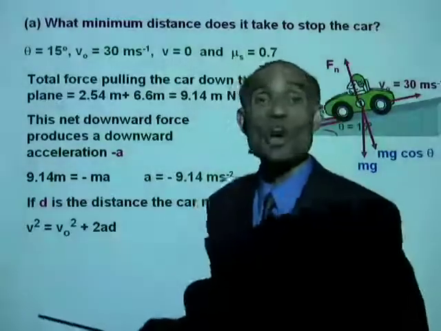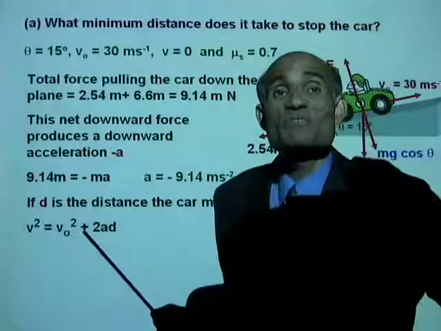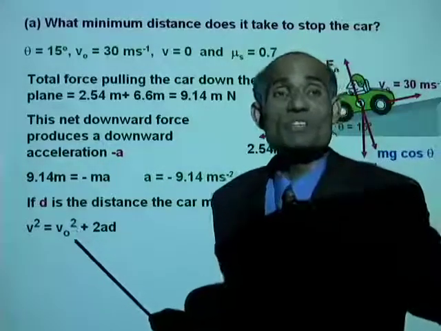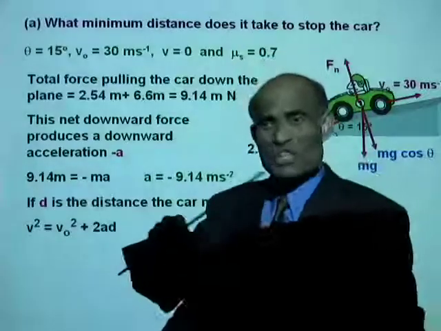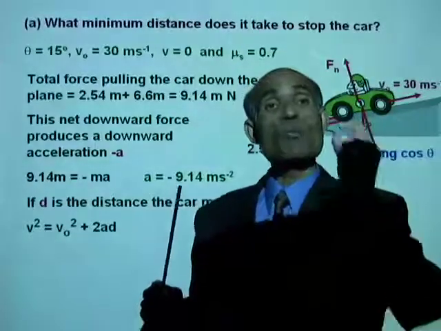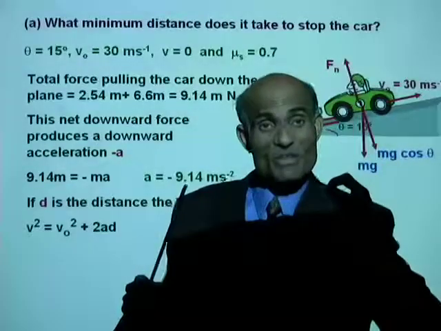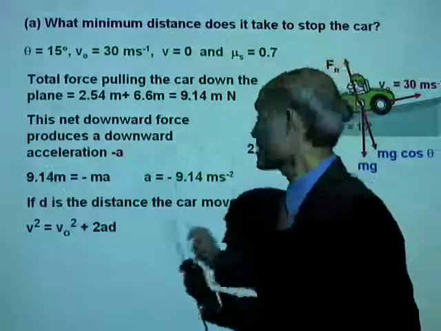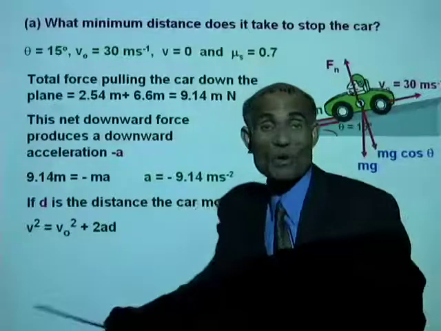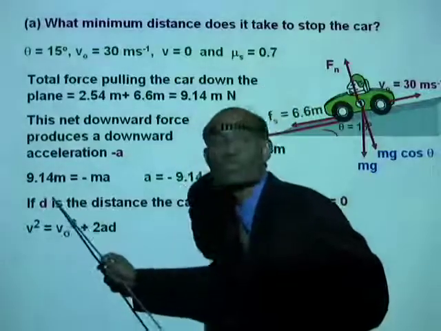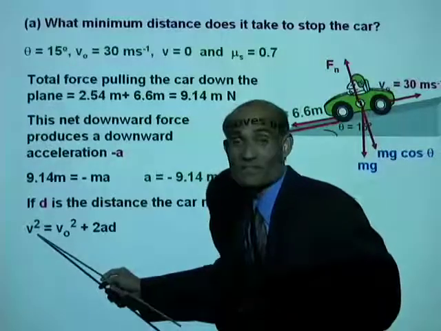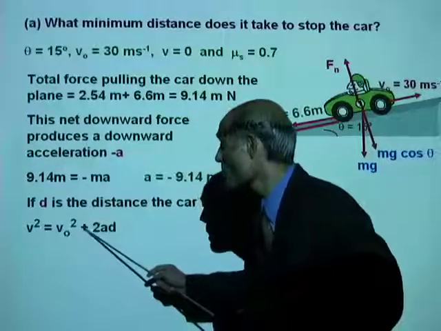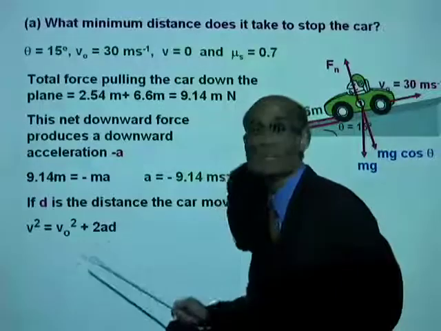Well, normally we call it v squared or vf squared equal to v0 squared plus 2ax if the motion is in the x direction, or 2ay if it is in the y direction. Since the direction of motion is not x or y, we simply call that distance d. So v squared equal to v0 squared plus 2ad.